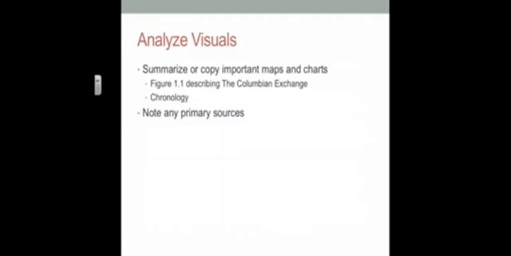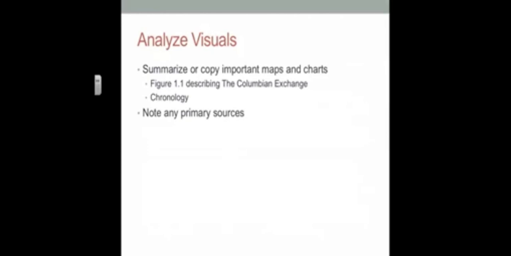Next, I want to analyze the visuals in the chapter. I can either summarize or copy important maps and charts. 2 of the visuals that I noticed in Chapter 1 that I thought were important were Figure 1.1, which describes the Columbian Exchange. And this is important because it shows the natural resources that were taken from the New World and used to create finished products in Europe. It also shows how Africa was affected by the slave trade and how the New World came to rely on the products that were being produced in the European world.